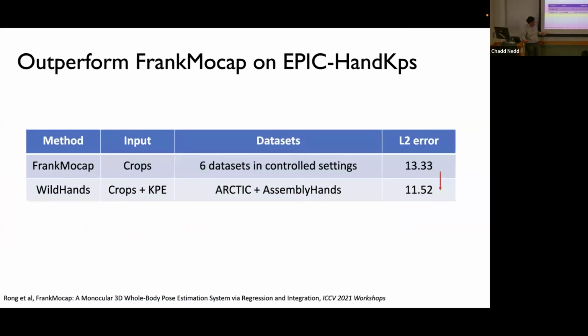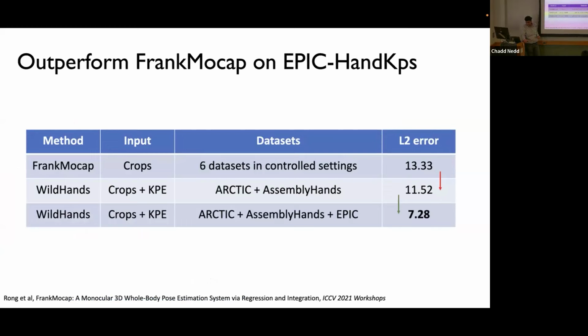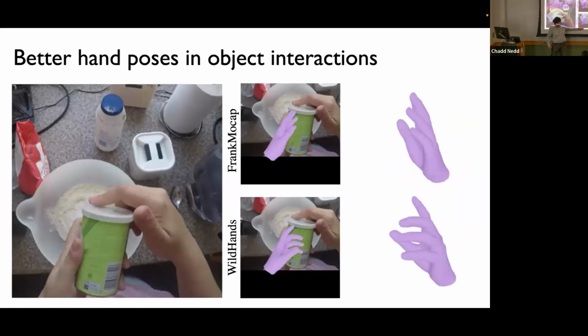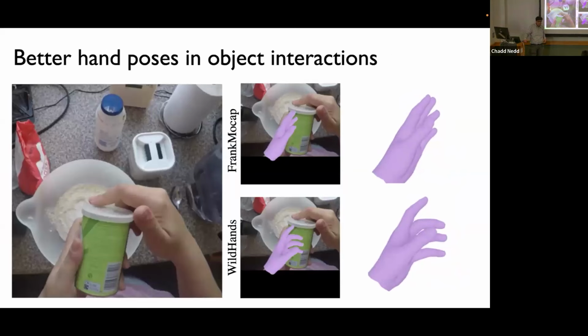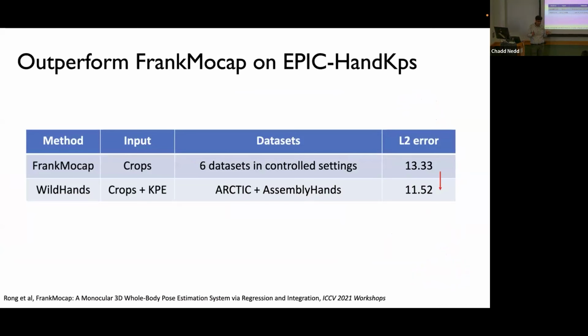Here is another example using auxiliary supervision, and this helps. We beat Frank Mocap quite a bit. Here are some results on what I was showing you before. We fix the curl of the fingers, not entirely, but quite a bit. For the evaluation, is there true hand pose? It's all 2D annotation, so I'm reporting 2D error. We annotated a dataset with 5,000 2D hand keypoints, which we will make available. So we are measuring the reprojection error.